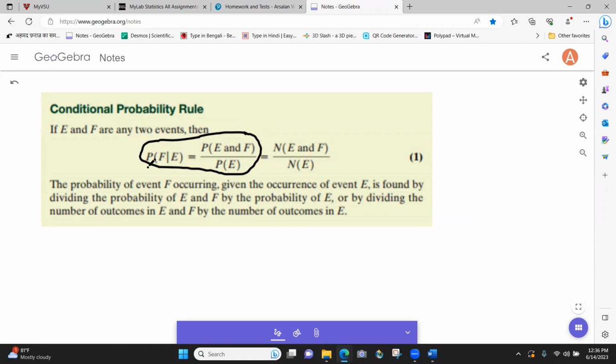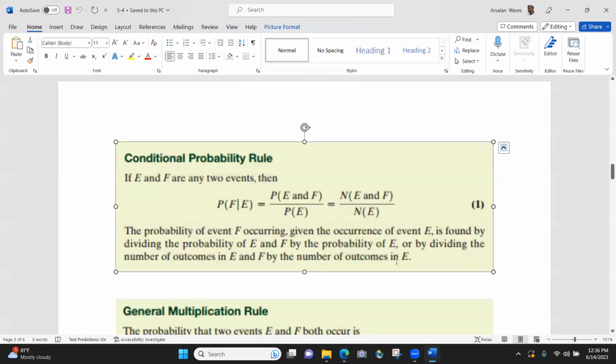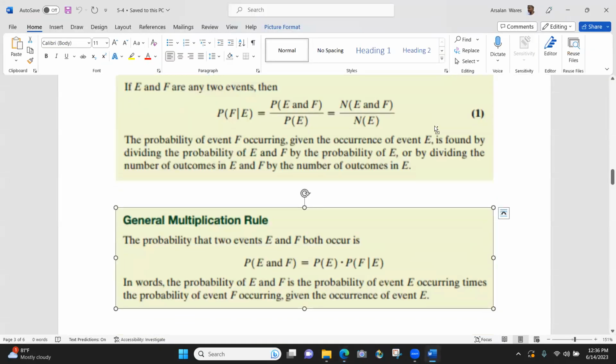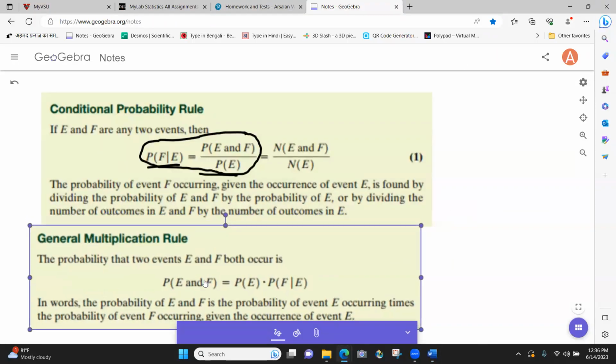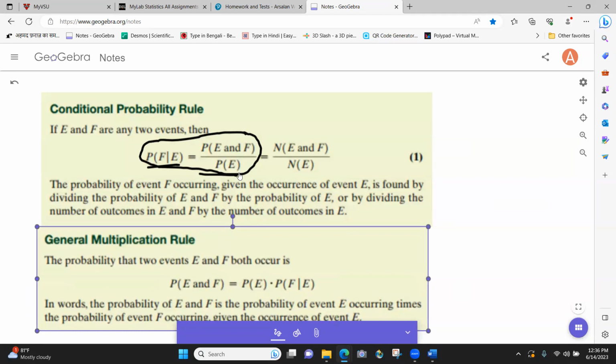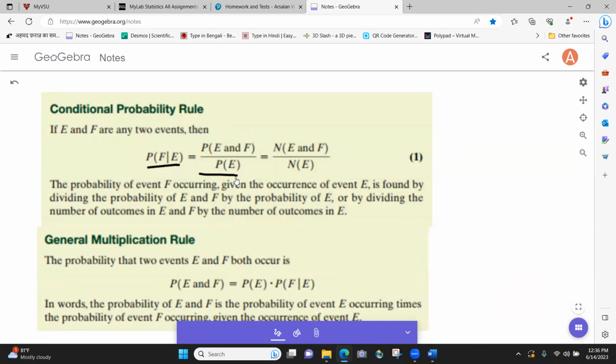you can multiply this and write another expression that will show you what P of E and F is. So I'll tell you what I mean. All they did here is multiply, and they're calling it the generalized multiplication rule.